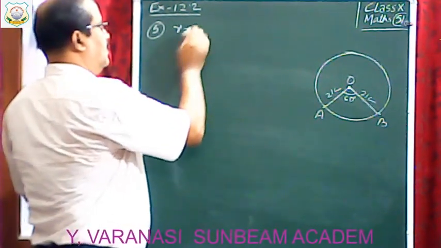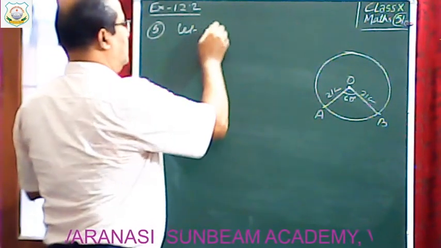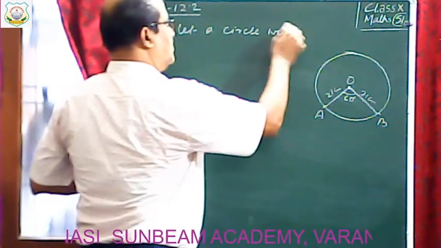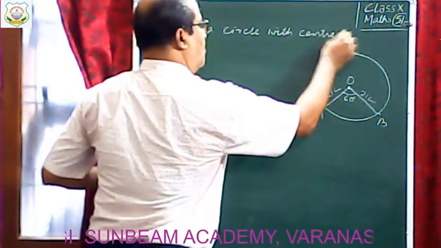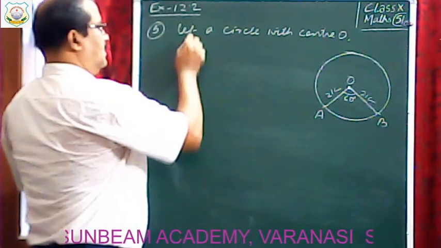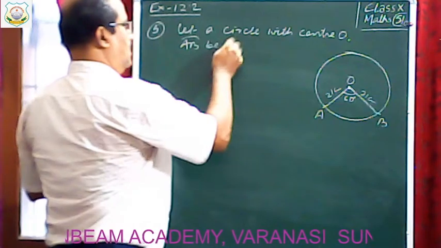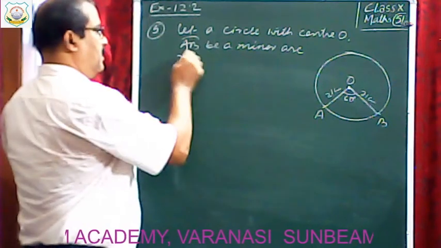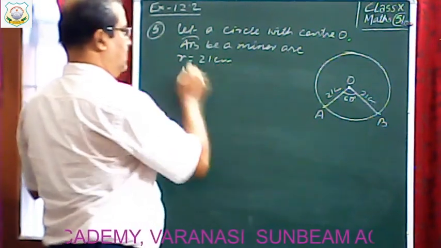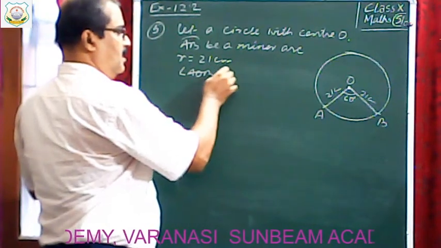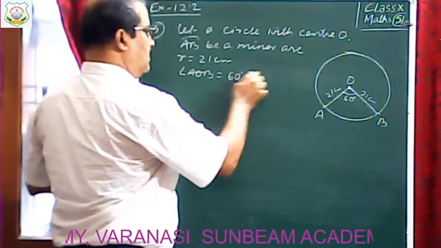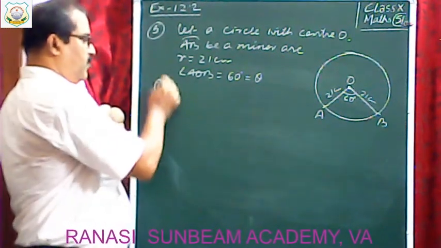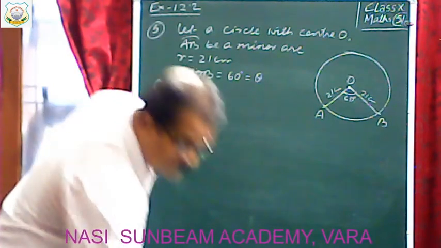So write: let a circle with center O, AB be a minor arc, radius 21 centimeter, angle AOB equal to 60 degree, that is denoted by theta, the central angle. Now one by one you have to find. First, length of arc.